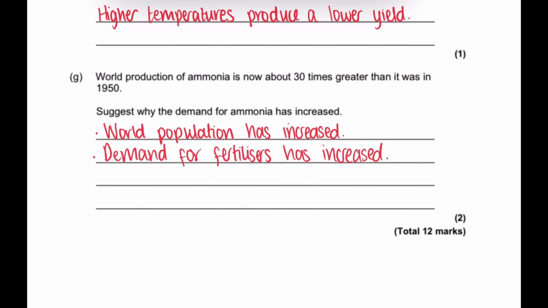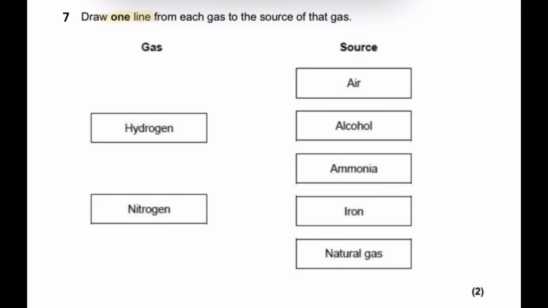G. World production of ammonia is now 30 times greater than it was in 1950. So just why the demand of ammonia has increased. This is because world population has increased. Because world population has increased, there are more humans, and as humans, we need all these resources so that we can continue living the life as we know it. And this is because the demand of fertilizers has increased because more food is needed. We also want an increase in demand for, let's say, drugs, dyes, explosives, even nitric acid. All of these are needed for our human life. Draw one line from each gas to the source of that gas. Hydrogen source is from natural gas, and nitrogen is found in the air, just our normal atmospheric air.